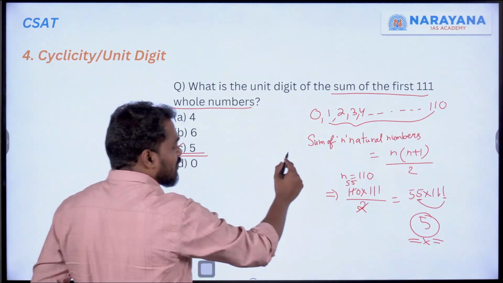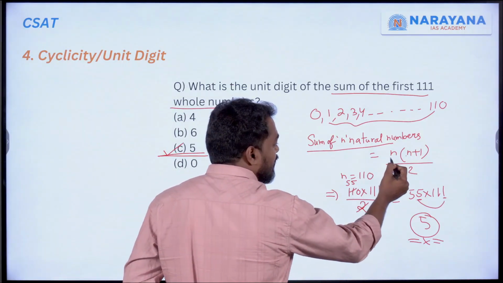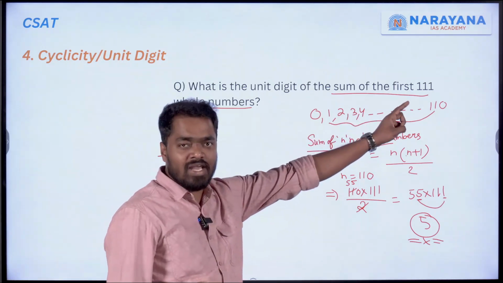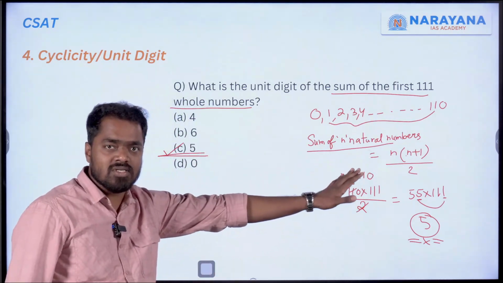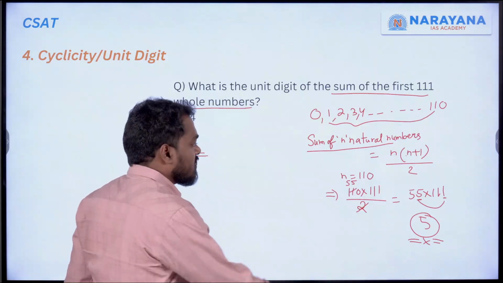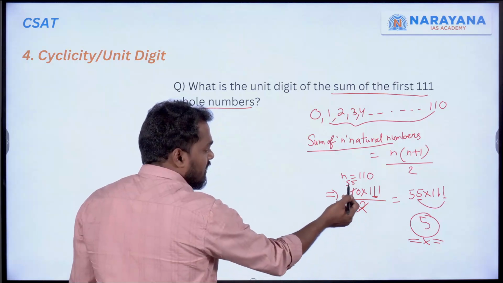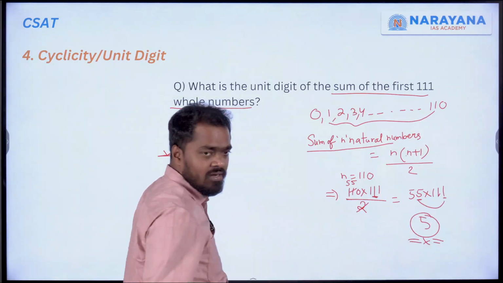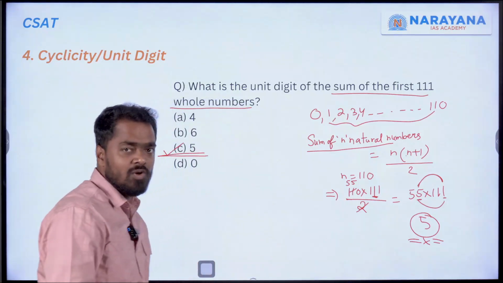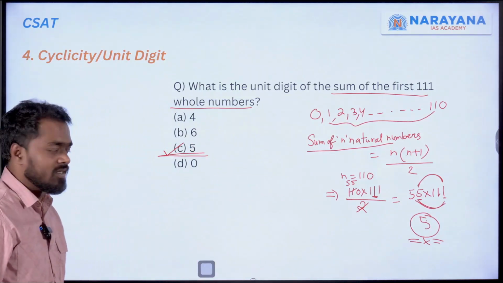So here you have to know this formula. Sum of n natural numbers is n into n plus 1 divided by 2. Here they are asking 111 whole numbers. That means 110 natural numbers. So the sum is 110 into 110 plus 1, 111, by 2. That is nothing but 55 into 111. So multiply only the unit digits because they are asking only the unit digit. So 5 ones are 5. 5 is your unit digit.